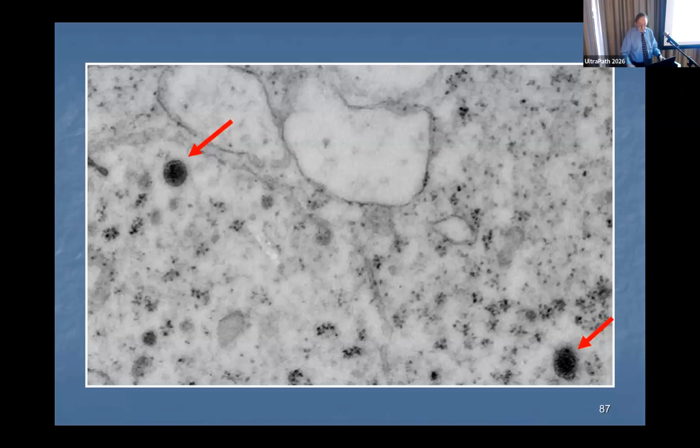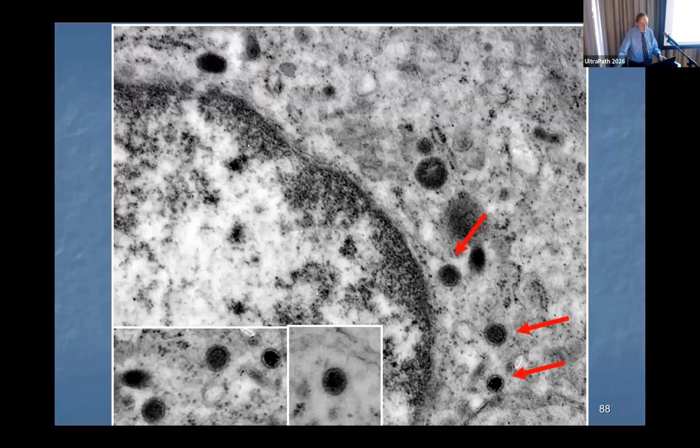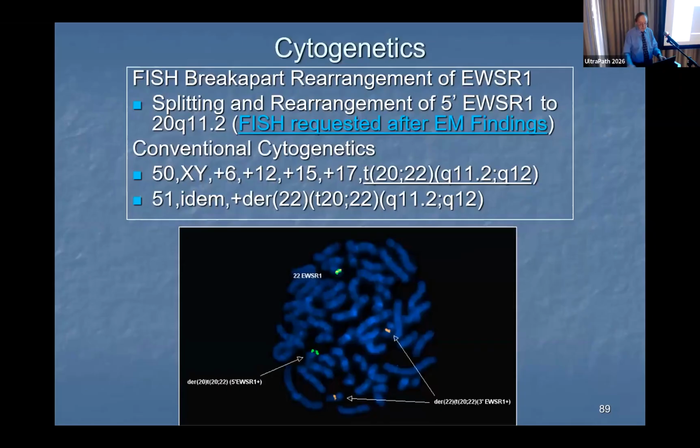But if you start looking around, you start to see these nice little neurosecretory granules that are in the cell body. They're not out in neurites. This is pretty characteristic of what you do see in Ewing sarcoma, and you can see the nice halo type appearance to these secretory granules. So when I got the electron microscopy done, I asked our cytogenetics people to do the FISH for rearrangement of EWSR1, and it was rearranged.